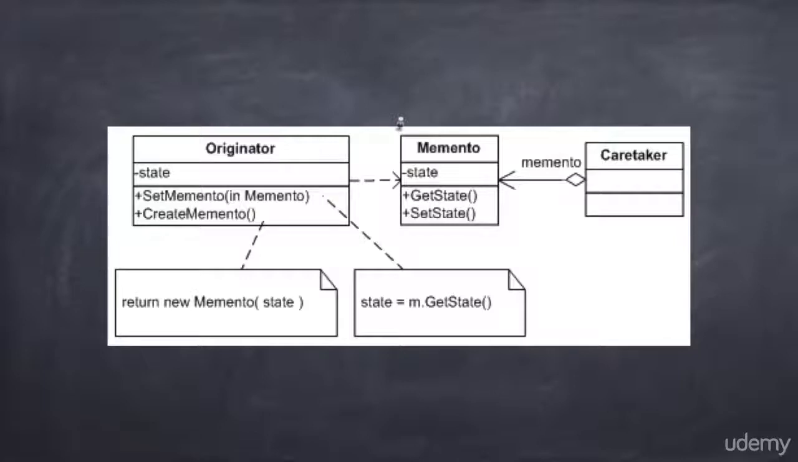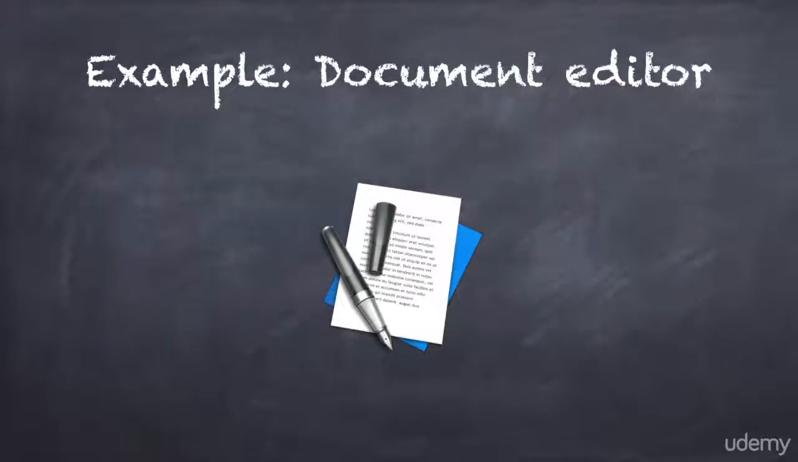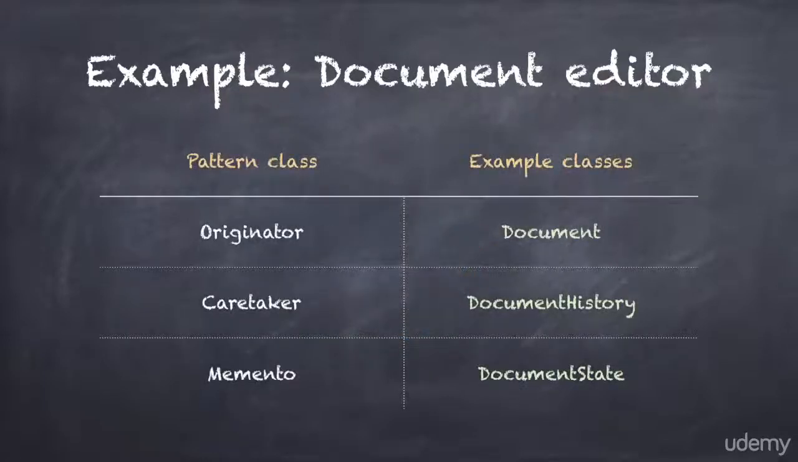I am going to implement the memento pattern by creating a simple document editor. My editor supports text input and a few basic HTML formatting operations. There is also a separate object called document history that maintains a complete history of the document and supports a restore operation. I will implement the pattern with these classes.